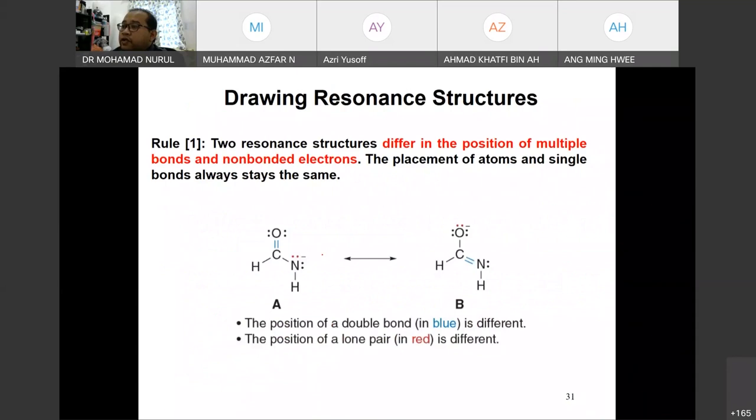Drawing the resonance structures. I think I will finish here for today, so you can continue learning about chapter one by using the recorded videos. I already made around 3 videos for this chapter one, and I will post some questions to discuss on Wednesday.